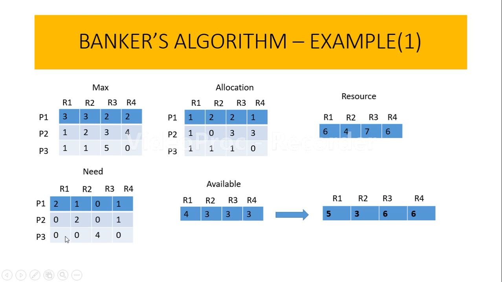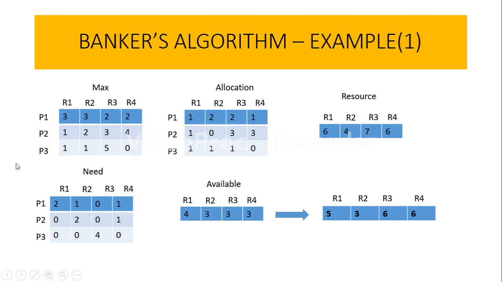When P3 finishes its execution, it is going to release all its resources. So what are the resources it is going to release? You have to see the maximum matrix. Please don't get confused. Whenever you are updating your availability after processing the process, you have to check with the maximum. That means these are the total number of instances the process is going to release.